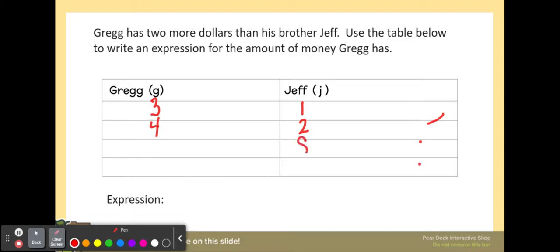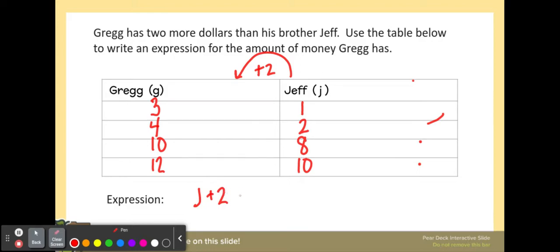If Jeff had $8, Greg would have to have two more than that, so he would have to have 10. Let's just say if he had $10, he would have to have 12. So we're getting the idea on our table that there's a pattern: Greg always has to be Jeff plus two more. Whatever Jeff has, you have to add 2 to get to Greg. So if I want to write an expression for the amount of money that Greg has, it's Jeff's plus 2.